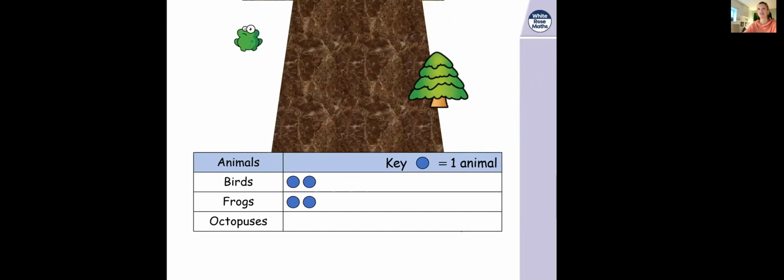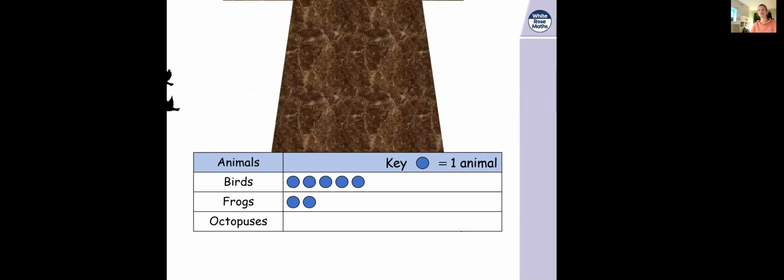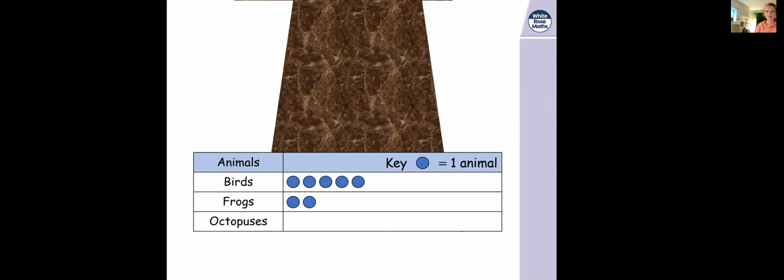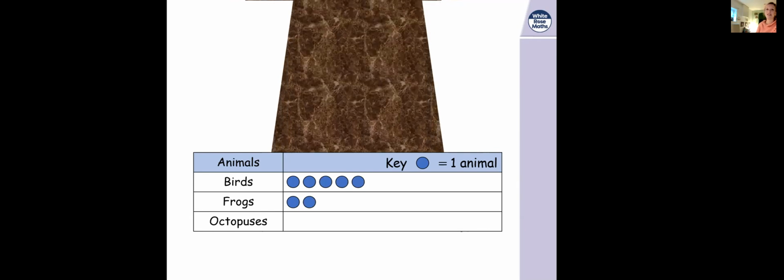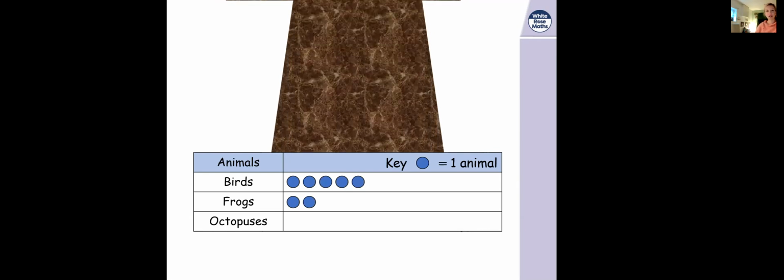Another frog, so in goes another frog circle. And 3 more birds, so they draw in 3 more circles. And that's how you can create a pictogram.